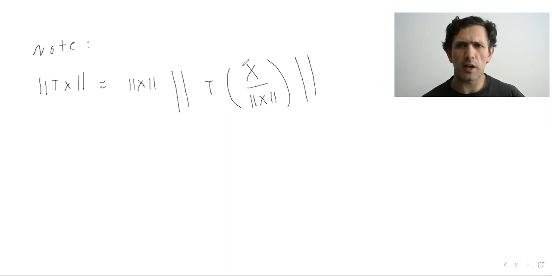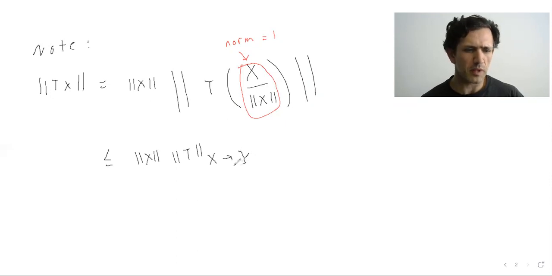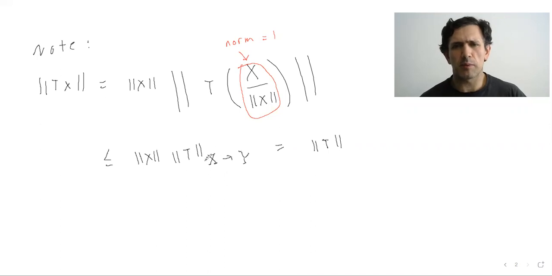Well, certainly what I have here circled has norm less than or equal to 1. The norm of x over its norm is obviously equal to 1. So this is less than or equal to the norm of x times this operator norm. And usually this is written as the norm of T. And again, unless otherwise specified, this is really the only norm that makes sense. At least, if I don't specify a norm for an operator, then it's going to be this norm here.